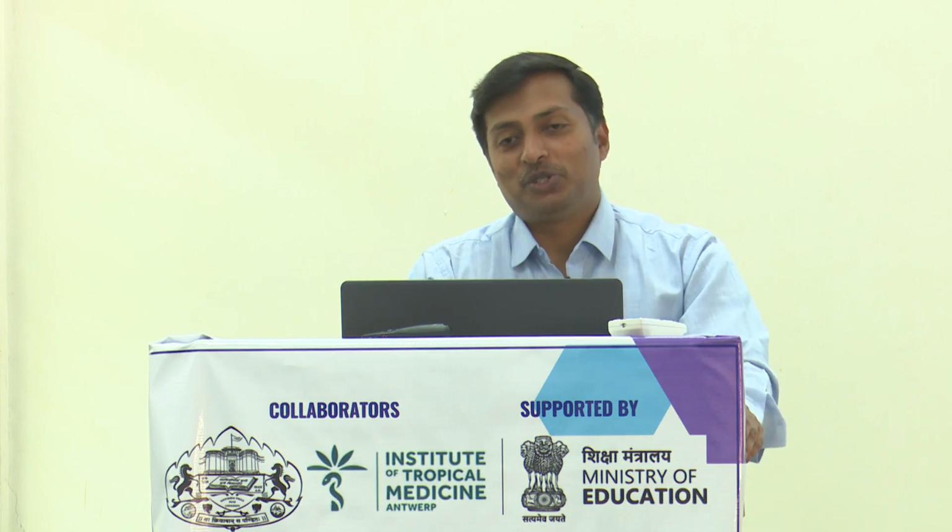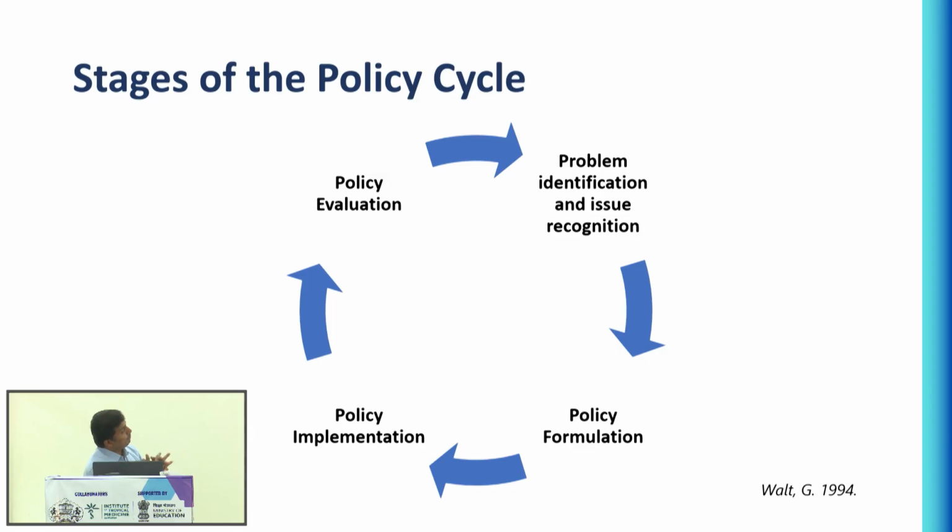When we talk about stages of the policy cycle, by and large, people will agree that there are 4 stages. Some people will say there are 5. So problem identification and issue recognition. Then we talk about policy formulation. Then policy implementation. And then policy evaluation. This is the most simplistic form of the policy cycle.